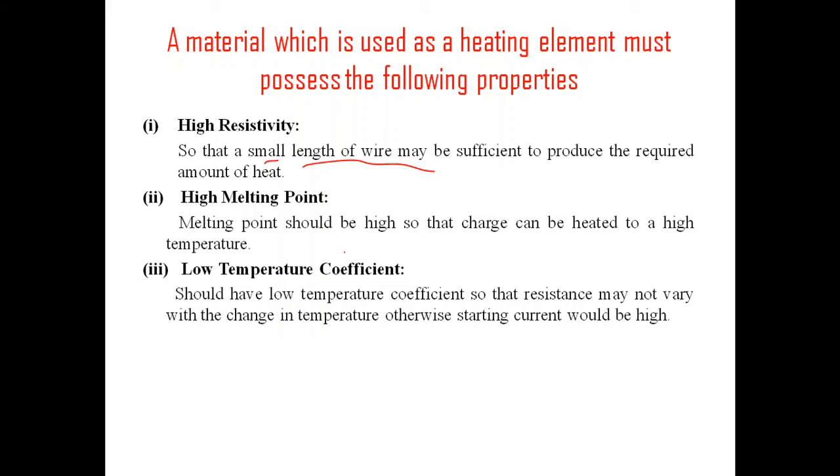That's why we call it a low temperature coefficient. If it is not possible to have a zero temperature coefficient, at least try to have a low temperature coefficient type of material, so that you can maintain the resistance constant throughout the process. If resistance is constant, then we get the temperature effectively, right? If not, it will affect the current, and if current gets affected, it will affect the system. So try to have a material which has a low temperature coefficient.